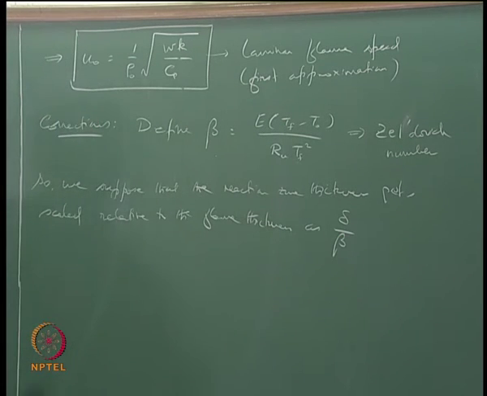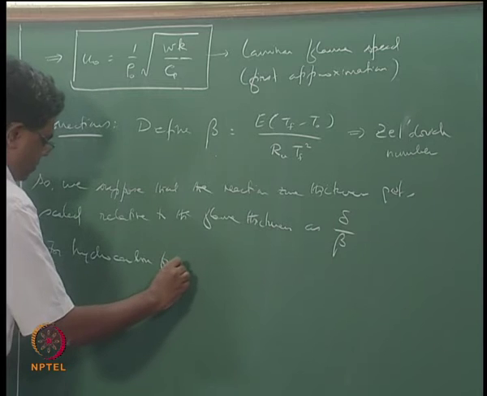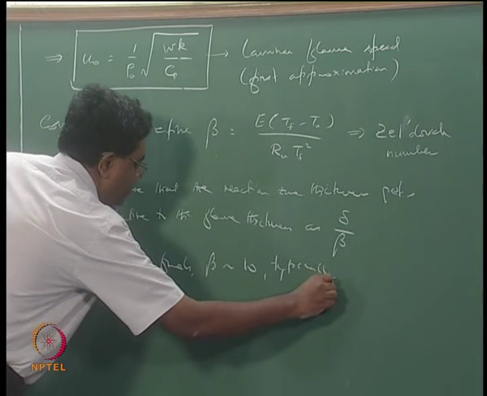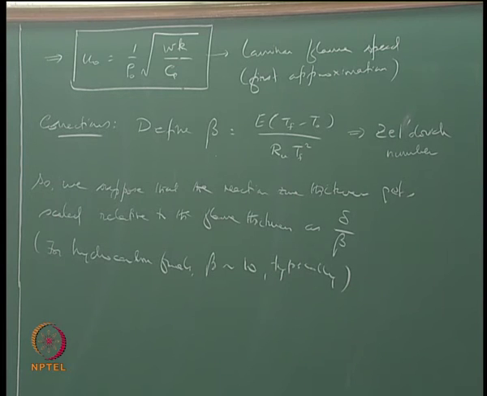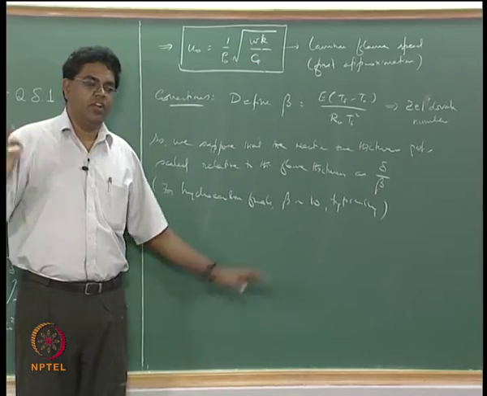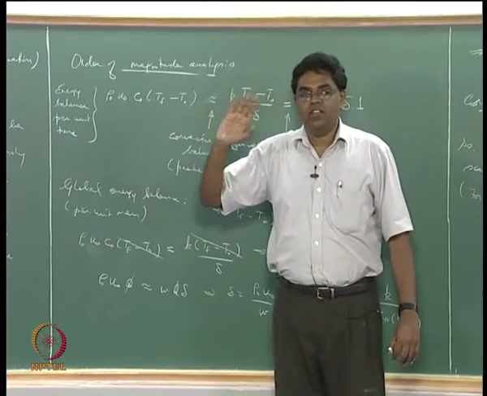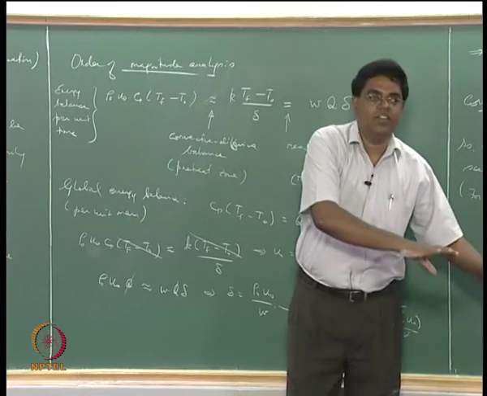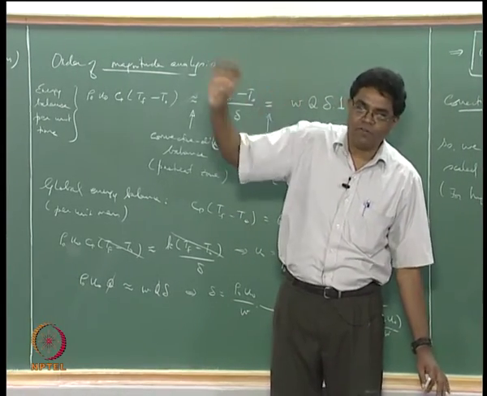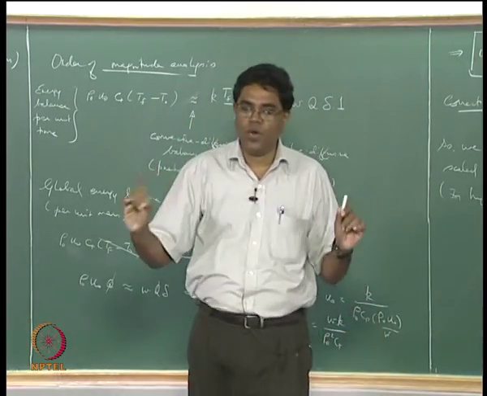So typically, for hydrocarbon fuels, beta is about 10. I'll try to give you the exact number some other time, on what E is like, and what TF will be like, and so on. We can factor that in and find out that beta is of the order of 10. 10 exactly means that it's about one order of magnitude more than one. When you're doing an order of magnitude analysis, things like 1, 2, 3, 4, 5 are all of the order of 1. Even 6, 7 is of the order of 1. But any time you exceed 10, up to 100 counts as order of magnitude 10. So it's one order of magnitude more than one. That's the way we want to look at it.